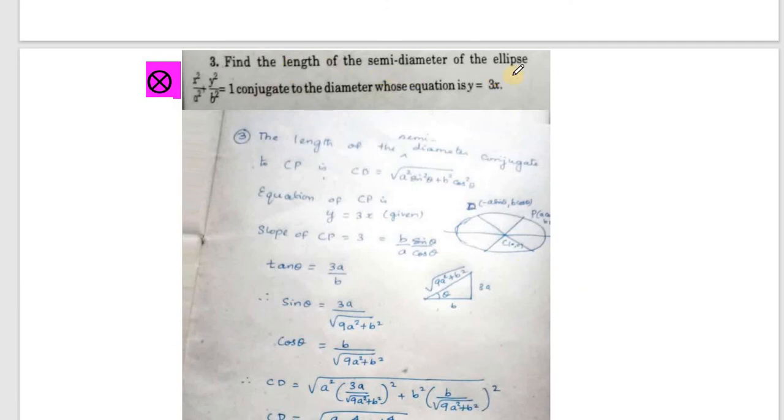So find the length of the semi-diameter of the ellipse conjugate to the diameter whose equation is given. Such type of problems can be asked in section A, sometimes, or section B.